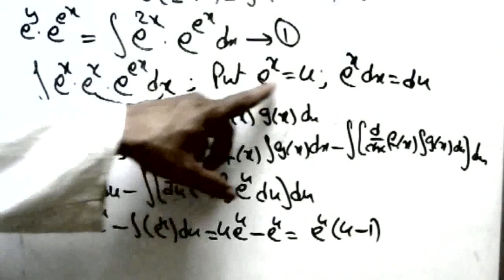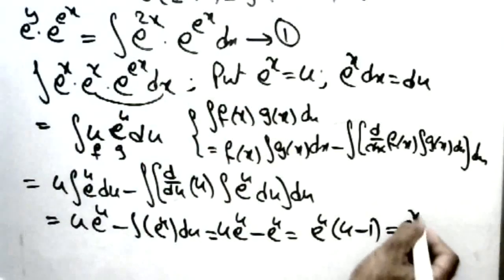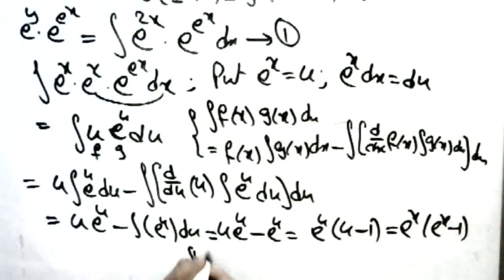Now you substitute the value of u. What is u here? E power x. So we get e power x into e power x minus 1.